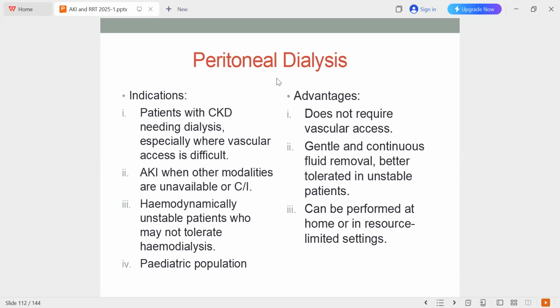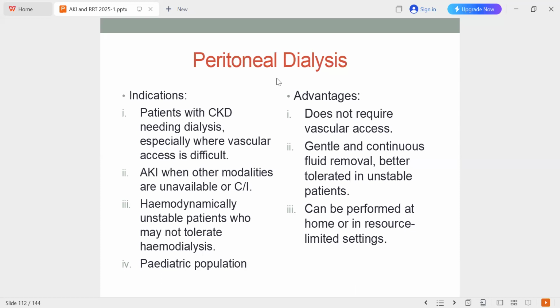So indications for peritoneal dialysis include patients with chronic kidney disease that requires dialysis, especially when vascular access is difficult or contraindicated. AKI patients, when other modalities of RRT are unavailable or contraindicated. Hemodynamically unstable patients who may not tolerate hemodialysis, and the pediatric population.